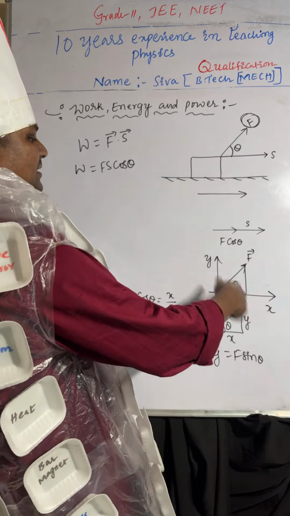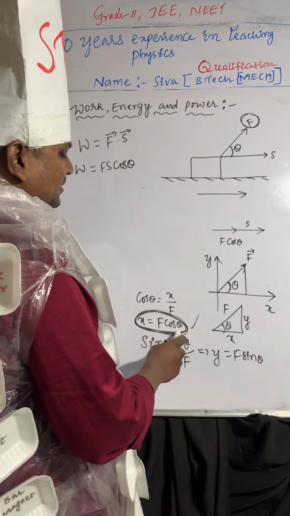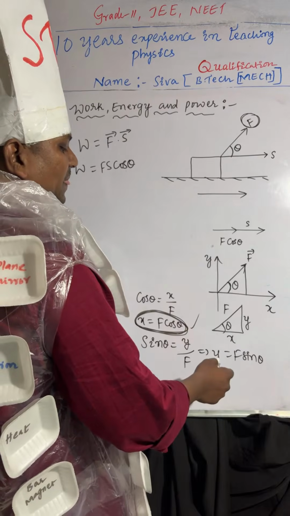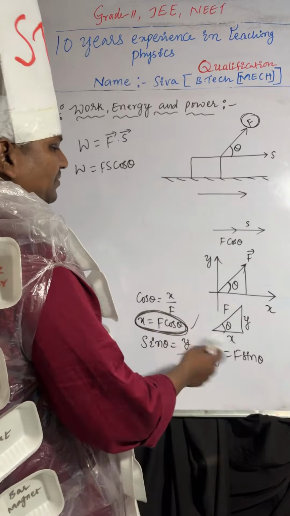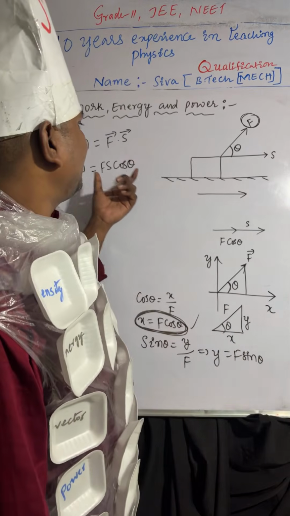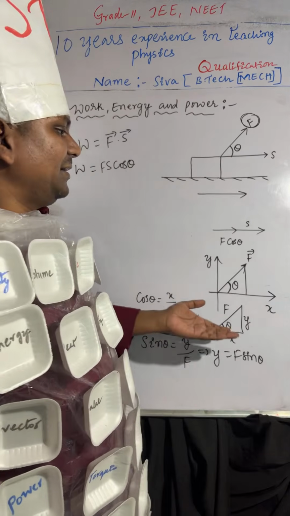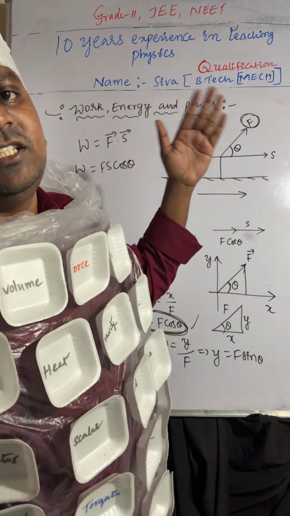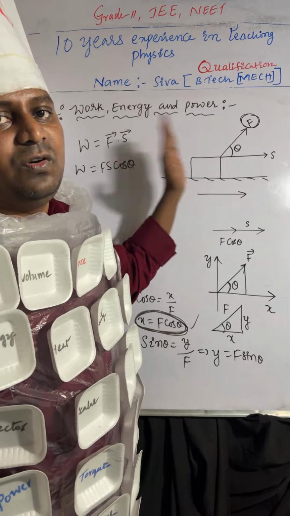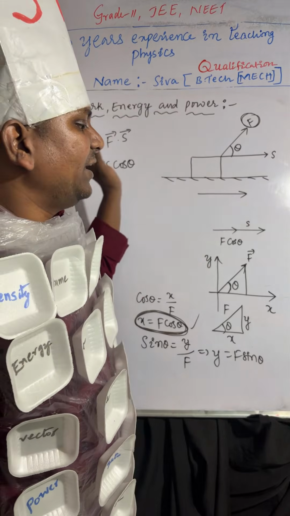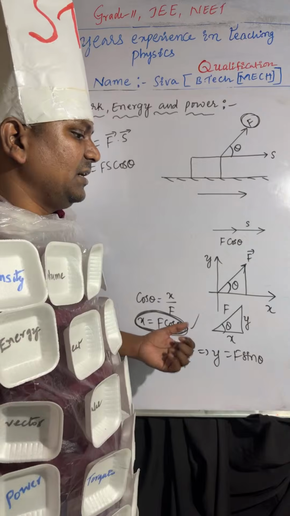Along the x-axis and y-axis: the x-axis component is F cos theta, and along the y-axis it is F sin theta. But why are we taking only F cos theta? Why are we not taking F sin theta? Because the body is not moving in the vertical or upward direction. The body is moving horizontally, even though we are applying force on the object with some inclination. That's why we are taking F cos theta. Is it clear?